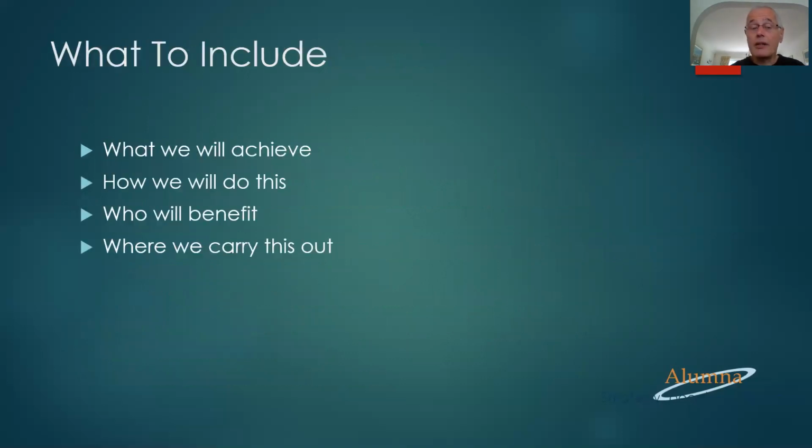And there are 4 key areas. What we will achieve: alleviate poverty, advance sport. How we will do this: by making grants or providing advice. Who will benefit: young people, older people, the homeless. And where we will carry this out. That could be your village or borough or London, Southeast England, all of England, Africa, Kenya. Be clear.